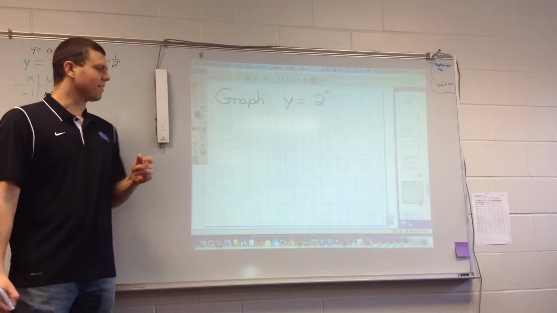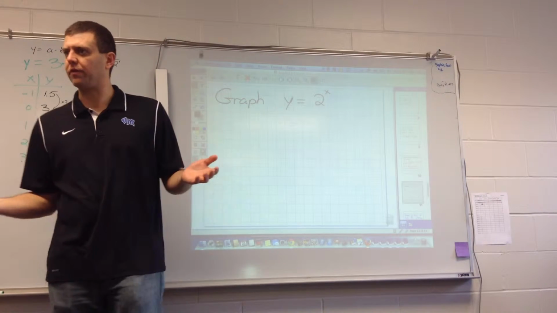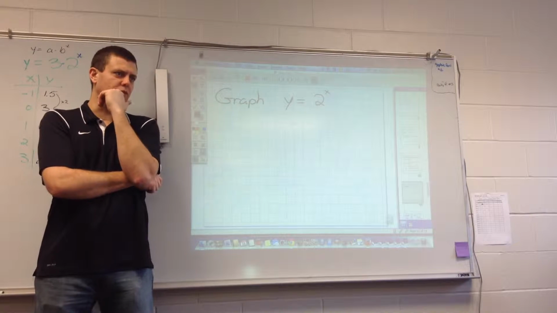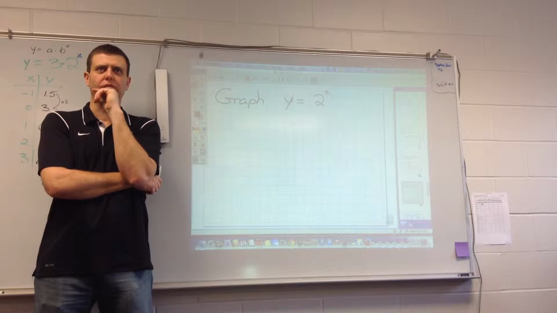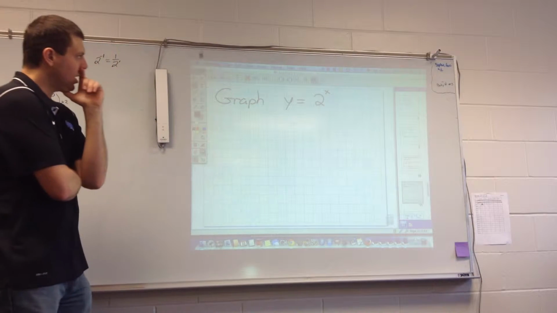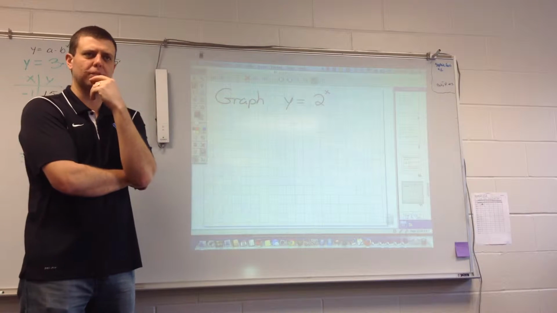Okay, our learning target today was actually graphing exponential functions. So that's really what we're going to work on next. We're going to graph a couple of them here. I think I can fit 2 of them in the time that we have. It's going to be close. Okay, so we're going to graph a real basic one here. Y equals 2 raised to the x power.